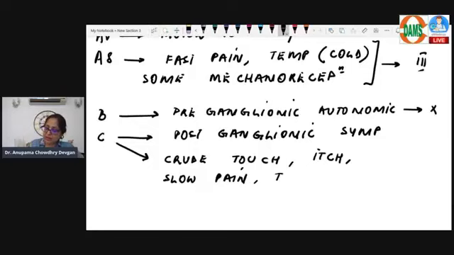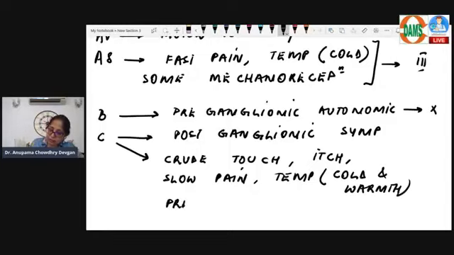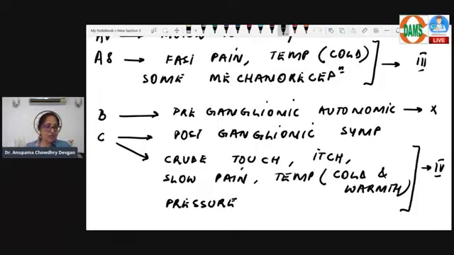Slow pain. This is meant for temperature. In temperature, it is meant for cold and warmth. And this is also meant for pressure. Please remember the difference between deep pressure and pressure. Deep pressure is A beta, pressure is C. So this becomes my type 4 fiber. Don't worry, fast pain and slow pain will be done in CNS. For the time being, please remember fast pain is carried by A delta, slow pain is carried by C.